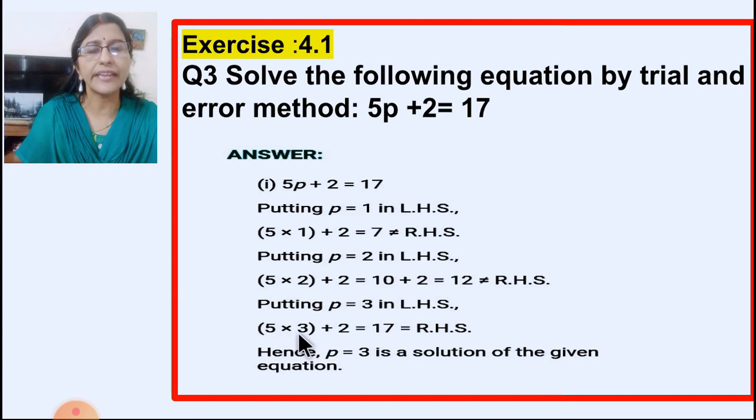5 into 3 plus 2. So you will get 15 plus 2. Here you can see we are getting 17. So 17 is equal to RHS of the equation. So hence the value of p we got. Hence p equal to 3 is the solution of the given equation. So this way, if in the question the value of the variable is not given, by assigning different values, when we get LHS equal to RHS, then that number becomes the value of the variable. That is the solution of the given equation.